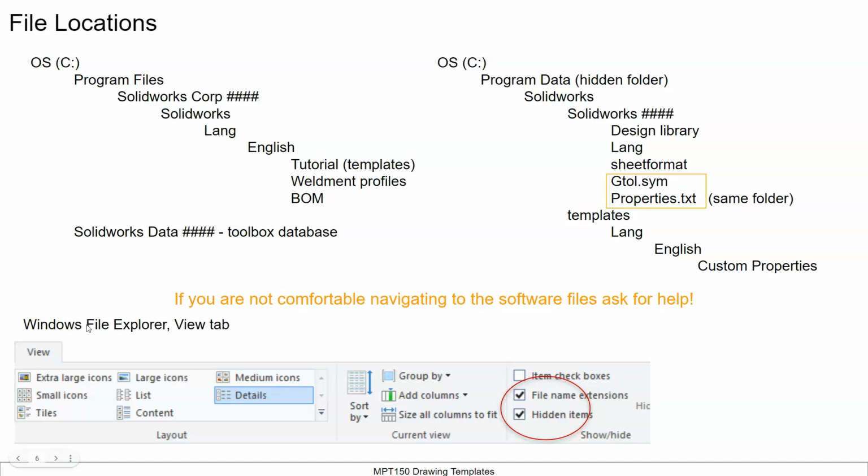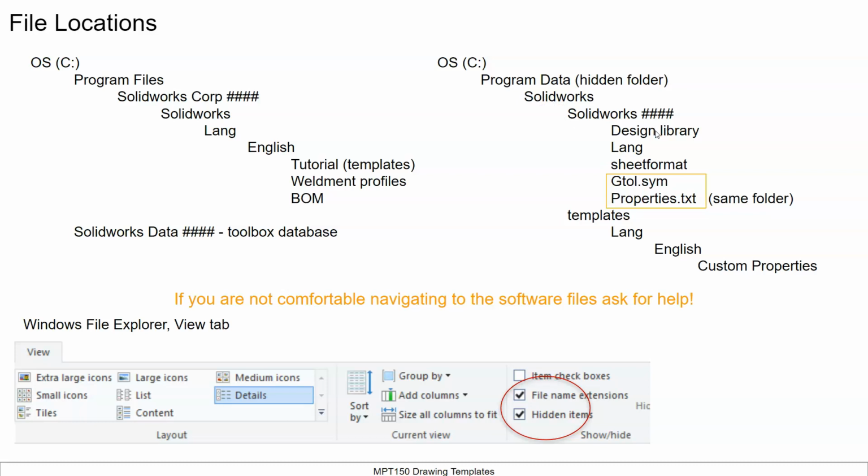So if you go to Windows File Explorer on your View tab, come over to the Show/Hide. I like to see the file name extensions because we're going to be looking at SLDPRT, ASM, DOT, DRW, SLDDRT. So there's a lot of file extensions that will help us determine what we're looking at. And the hidden items will show us program data. So program data, SolidWorks version.